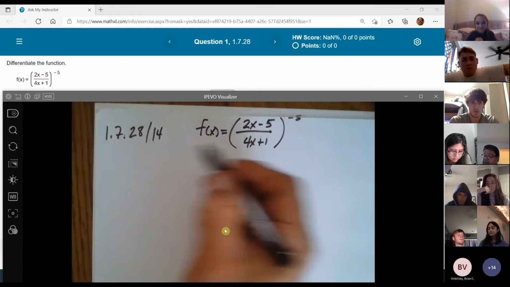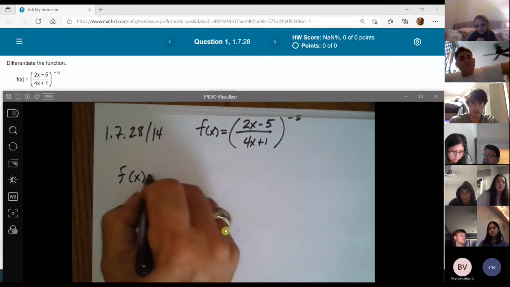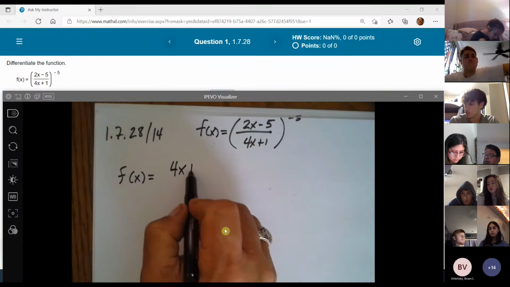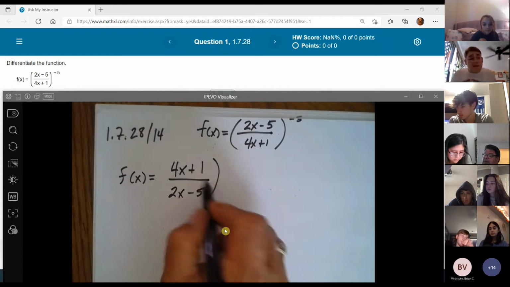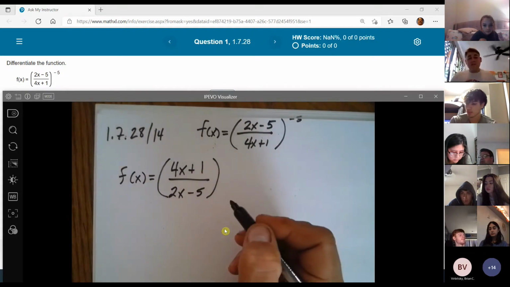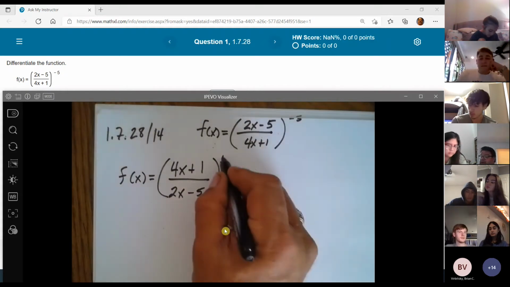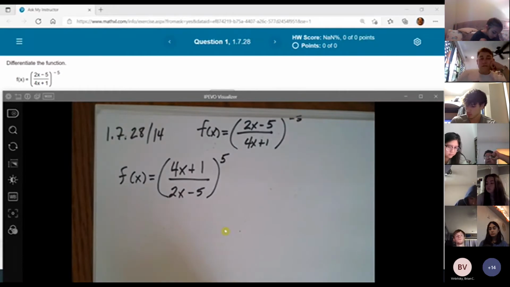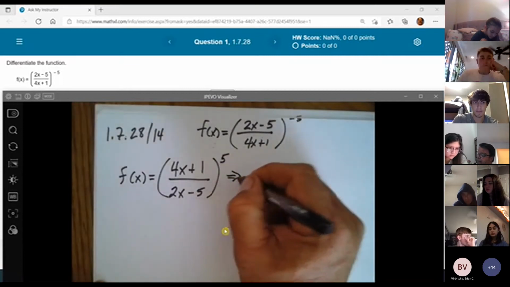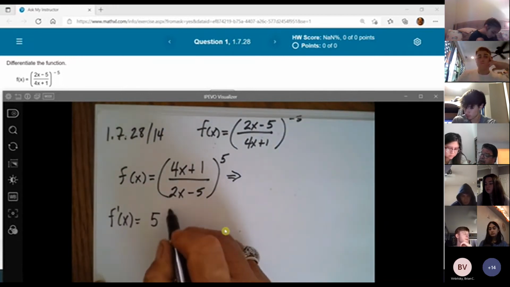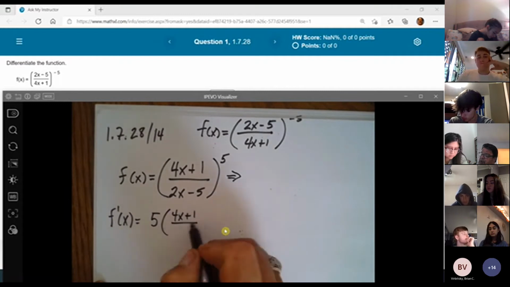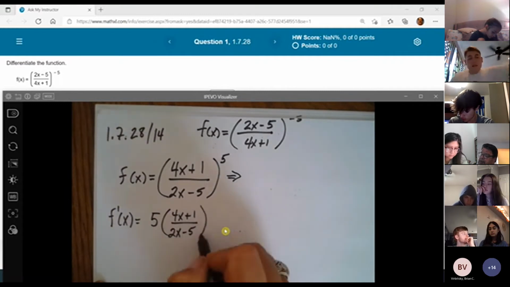So f of x is equal to 4x plus 1 over 2x minus 5, and what does that do to the negative 5 exponent? Changes it to a positive 5. Now, you don't have to do that, but it might help you out. Now, chain rule: f prime of x is equal to 5 times 4x plus 1 over 2x minus 5 to the 4th power.